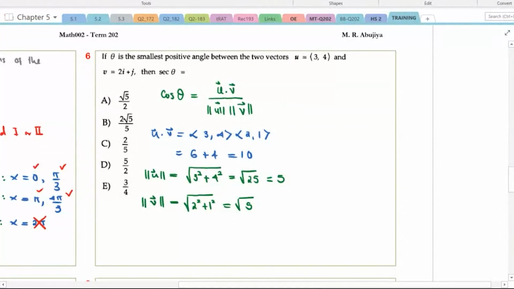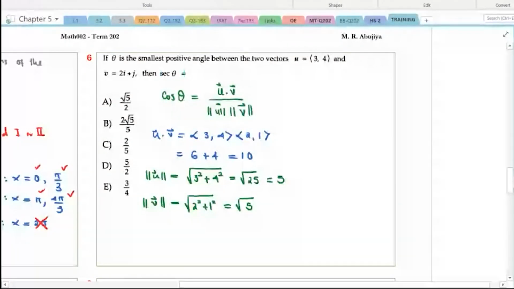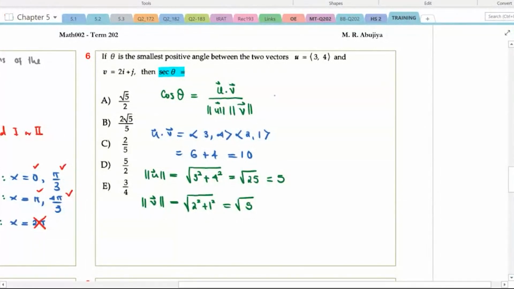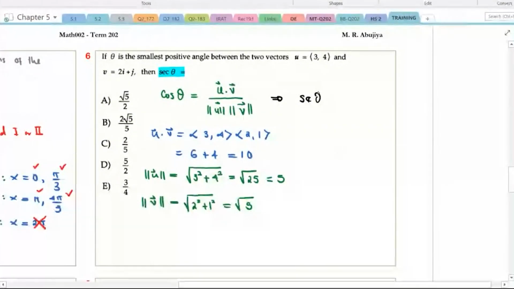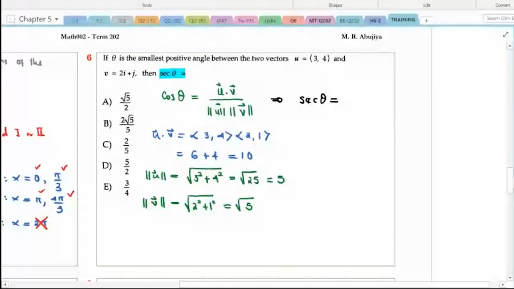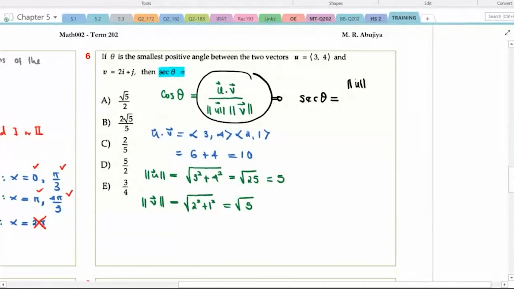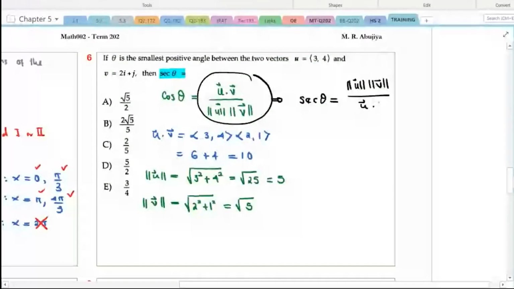Gentlemen, remember, the question is asking for secant of theta. What will be the secant of theta? If cosine of theta is given, can we find the secant? Yes, we can take the reciprocal. Secant of theta will be equal to the magnitude of u multiplied by the magnitude of v, divided by the dot product of u and v.